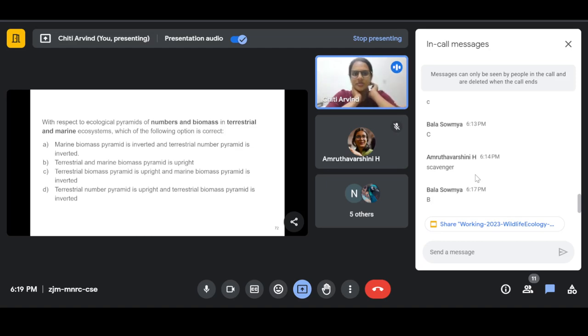Okay, so just based on numbers and biomass, what do you feel? So marine biomass pyramid is inverted and terrestrial number pyramid is inverted. Do you understand what is meant by upright and inverted? When you say upright, it means that the largest number is at the base, and you go from producer, consumer, secondary consumer, tertiary consumer, etc. Right?